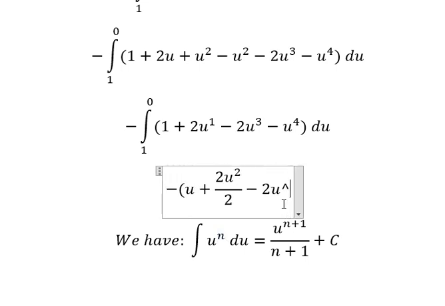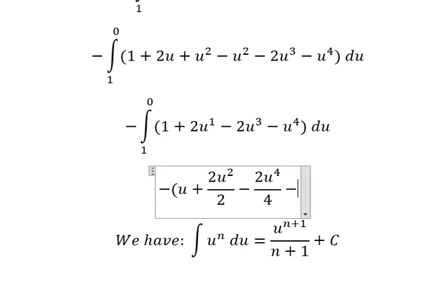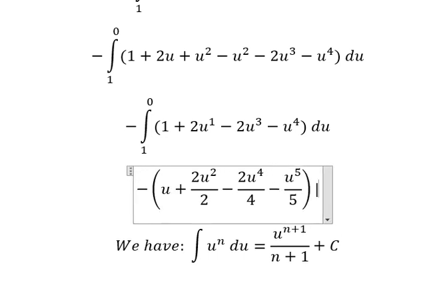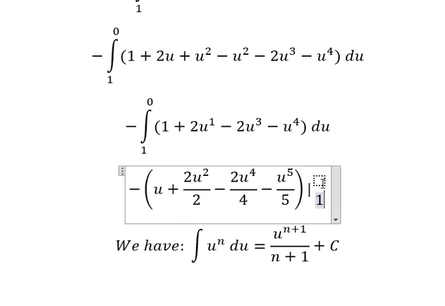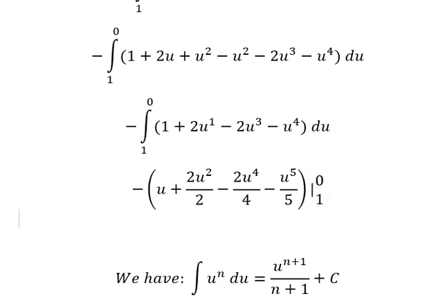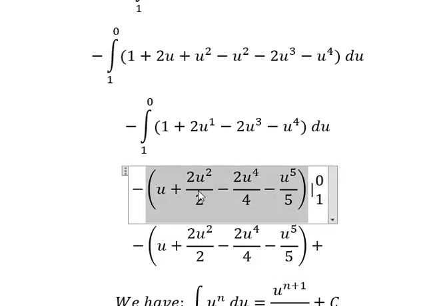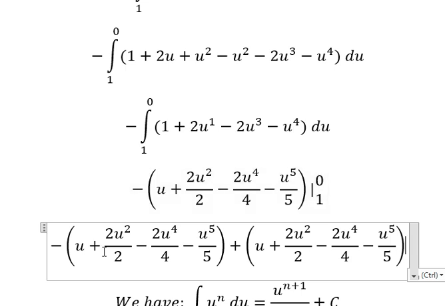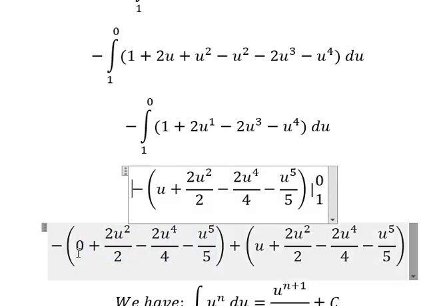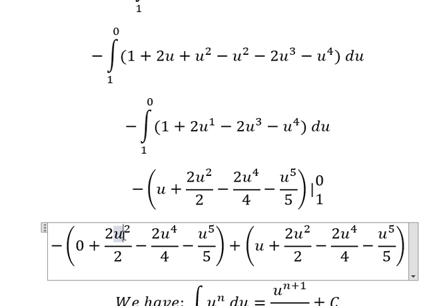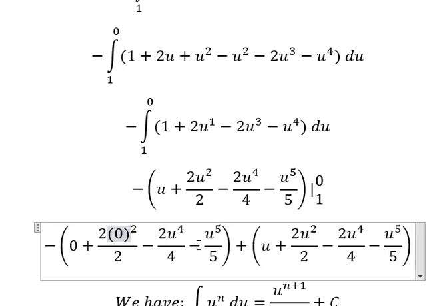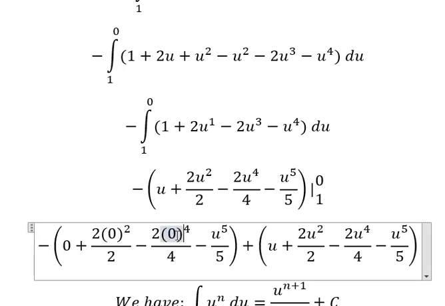The next one is number 4 and number 5. So we put the bounds from 1 to 0. And now we have the final answer. So I will put 0 here, and 1 here.